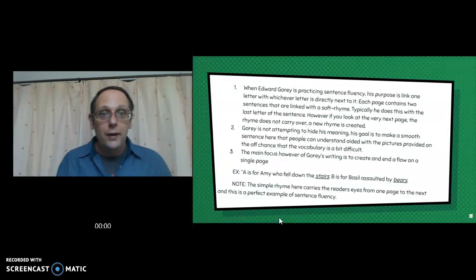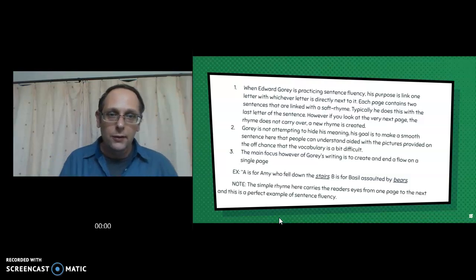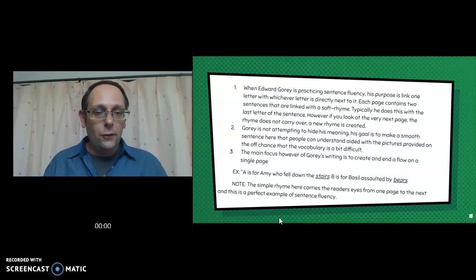All right, so when Edward Gorey is practicing sentence fluency, his prose is linking one letter to whichever letter directly follows after it. Each page contains two sentences, and they're linked with a soft rhyme. He does this with the last word of the sentence. However, if you look at the very next page, the rhyme does not carry over. It's a new rhyme after that. So it's only two letters. He'll take A and B, C and D, E and F. It's just a really simple short rhyme.